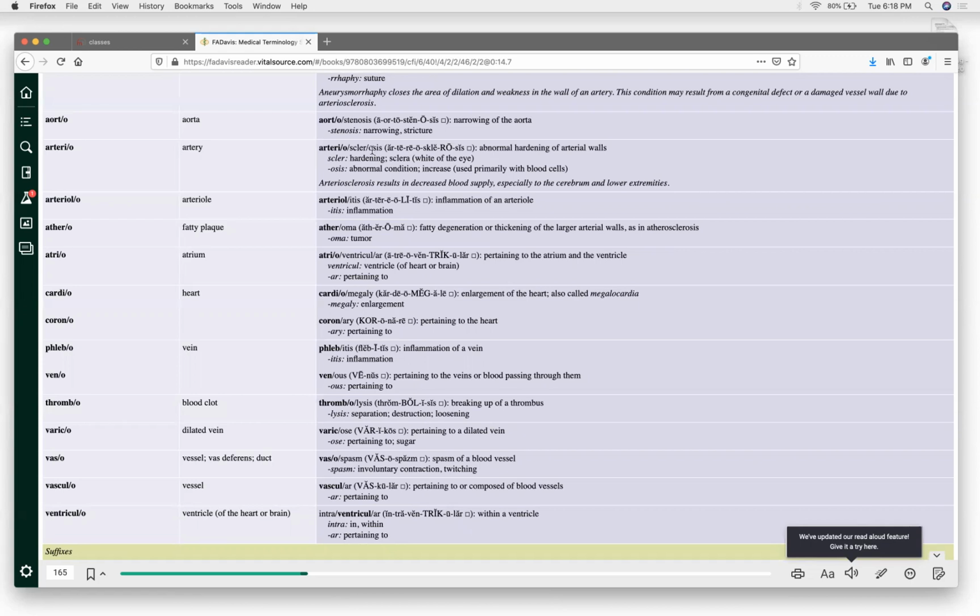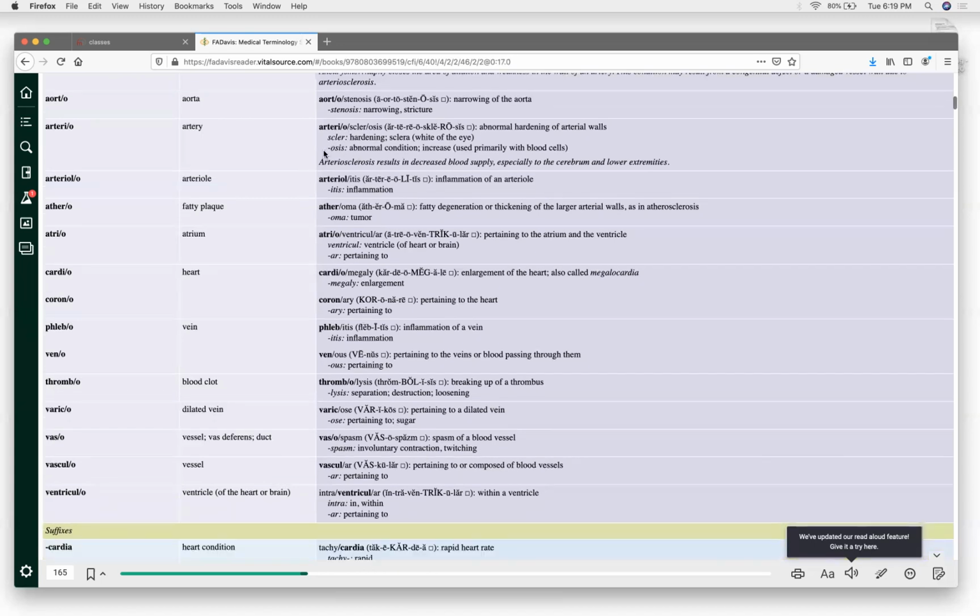Arteriosclerosis. The suffix is osis, right? Arterio means artery. Sclere means hardening. So I have abnormal artery hardening. And that happens when all the fat in your arteries and veins that you accumulate over a small part of your lifetime starts hardening up. And when it hardens up, your blood pressure will increase, and then you have a risk of blockage.